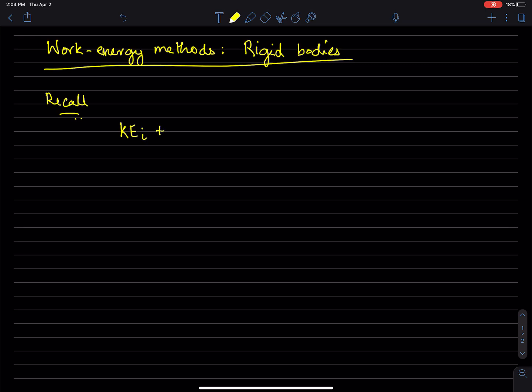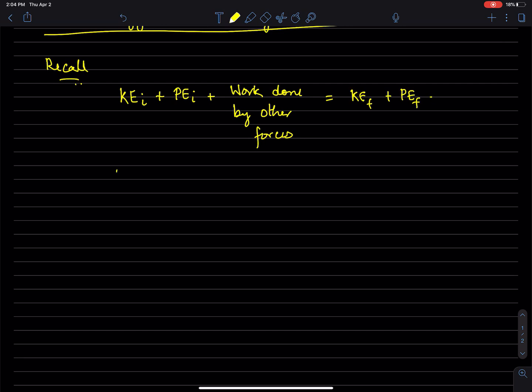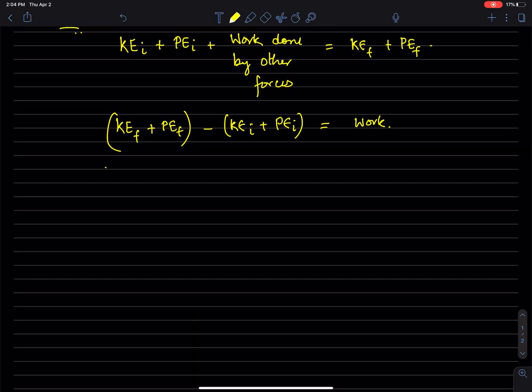Something like K initial plus PE initial, kinetic energy initial plus potential energy initial, plus work done by other forces. And when we said other forces, forces not accounted for in potential energy, forces other than gravity or springs for our purposes, equals KE final plus PE final. So that's one version, and another version would be KE final plus PE final minus KE initial plus PE initial equals work.